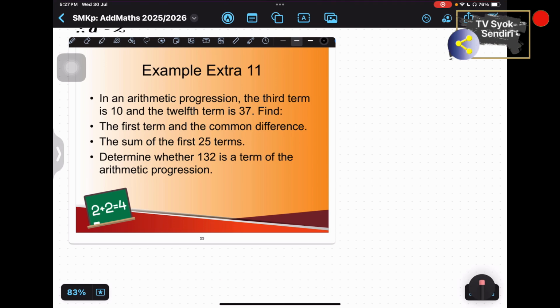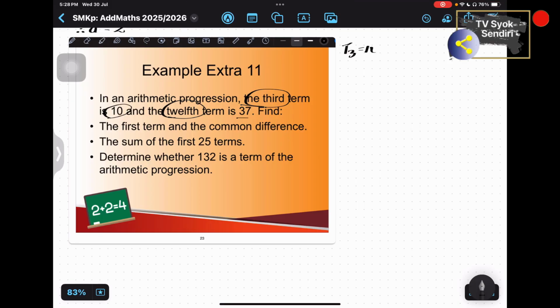Now they're telling us that in the arithmetic progression, the third term, oh, they're already specific, yes, the third term is 10, and the 12th term is 37. Of course, they ask you to find the common difference. So same thing, we're going to build the formula. This is what I was telling you just now. Even though we already learned about the sum, not all questions are going to directly ask you for the sum. They might challenge you with the term first. For example, this question.